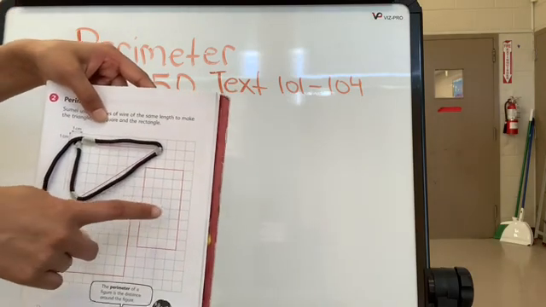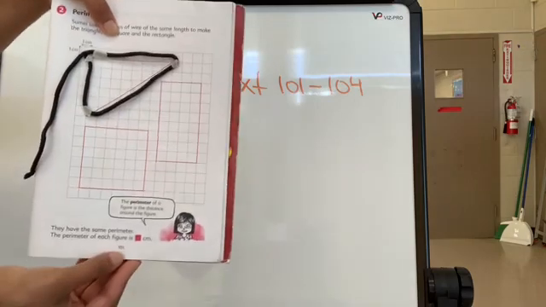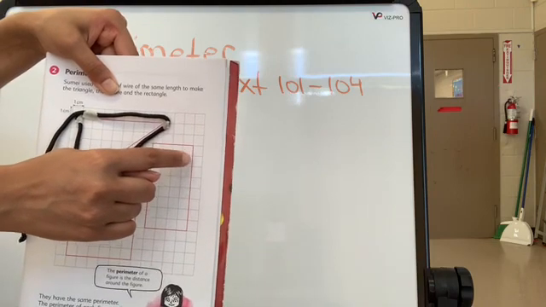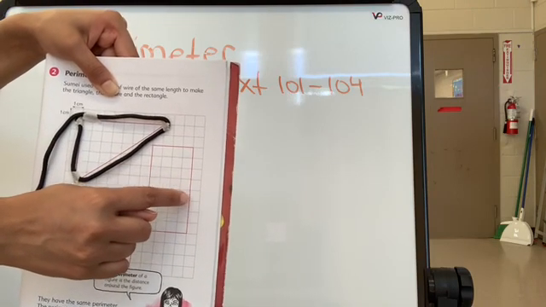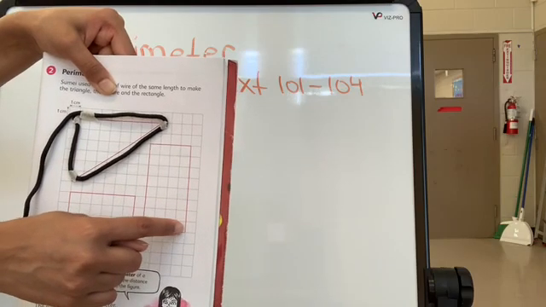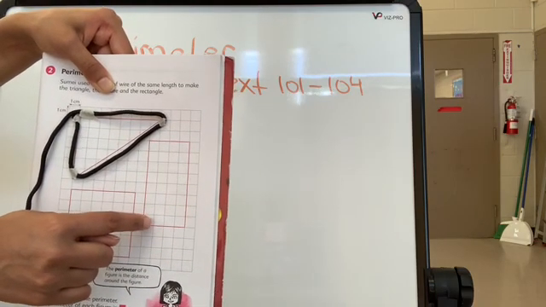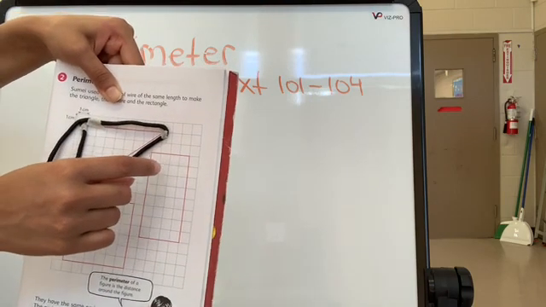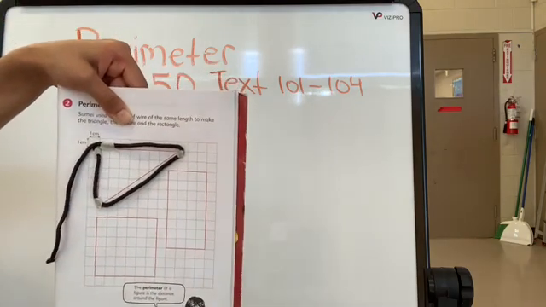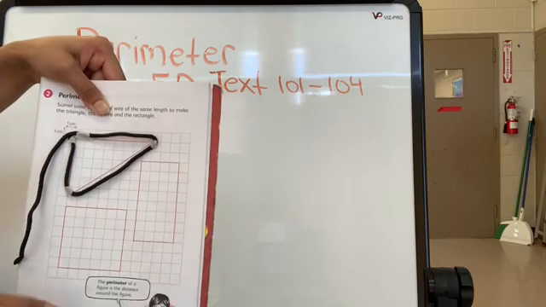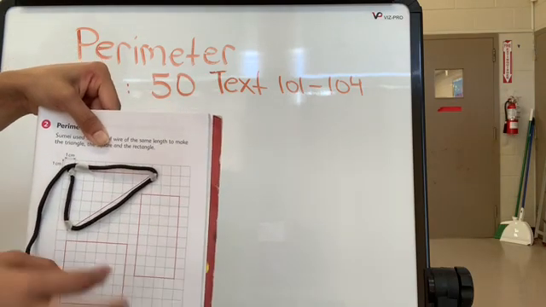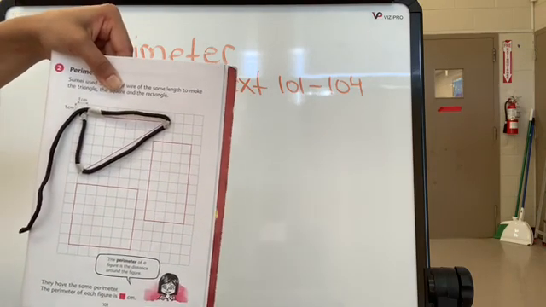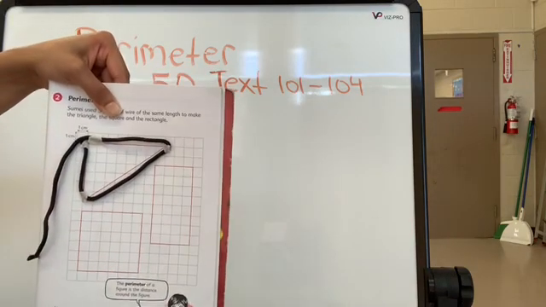Now let's go ahead and count this one. I'm looking at page 101. So 1, 2, 3, 4, 5, 6, 7, 8, 9, 10, 11, 12, 13, 14, 15, 16, 17, 18, 19, 20, 21, 22, 23, and sorry, it should be 24. So both of these figures, even though the square seems smaller, both have 24 centimeters. So the perimeter of both of these figures is 24 centimeters.